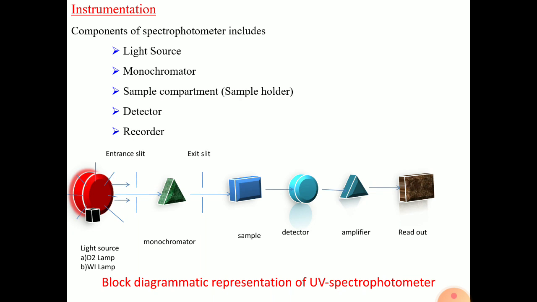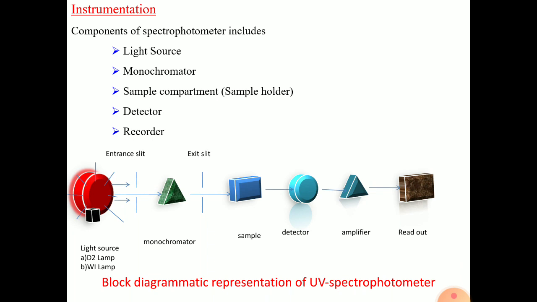So the light produced by the light source has more than one wavelength. A larger number of wavelengths are present in the light produced by the light source. This light is called polychromatic light. Now the polychromatic light produced by the light source passes through the monochromator.